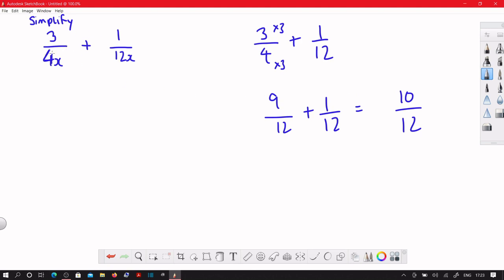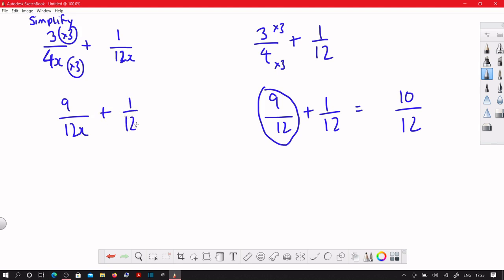I want to make this 4 into a 12. So obviously times by 3. Do the same to the top. So that'll be 9 over 12x. Similar to this. And I'll keep that the same. Now we've got the same denominator. Look, 12x and 12x. So you copy the denominator across and then add the numerators. 9 add 1 is 10.